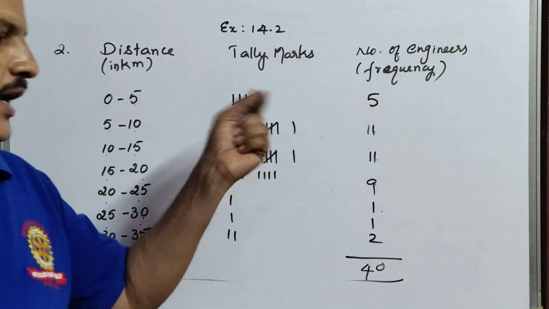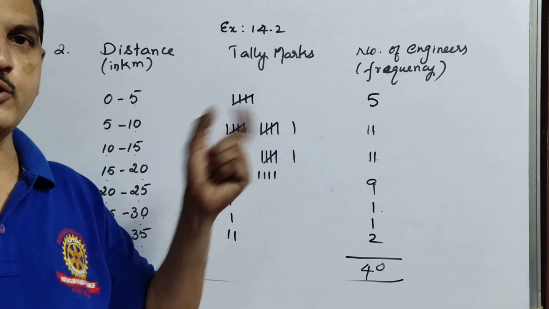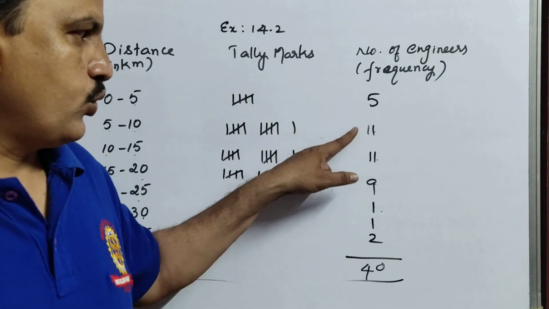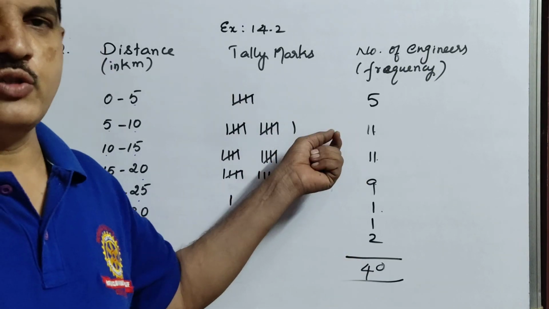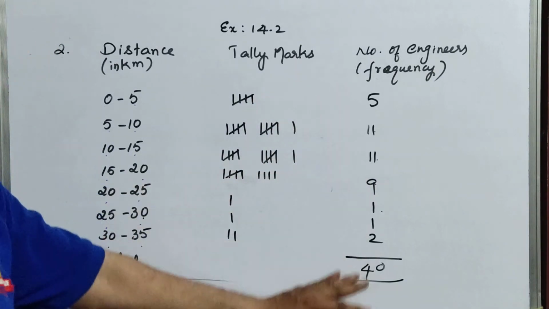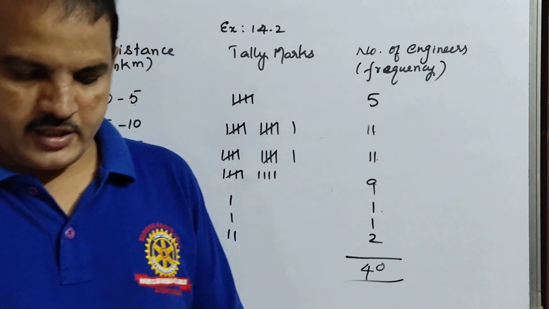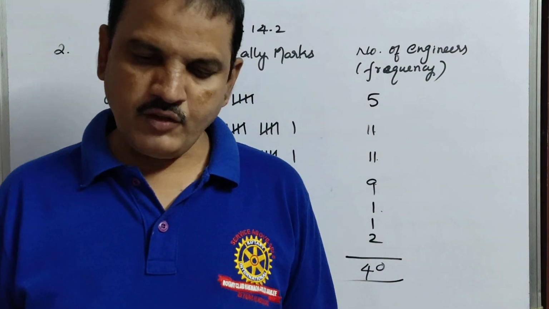If my counting here is 1 or 2 less, you just count properly. Don't follow blindly. Just check once yourself, and write perfectly if there is any change. But the total should come 40. So like that you have to do. So that is exercise 14.2.